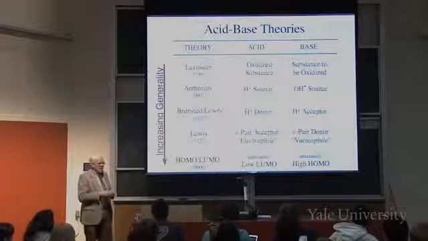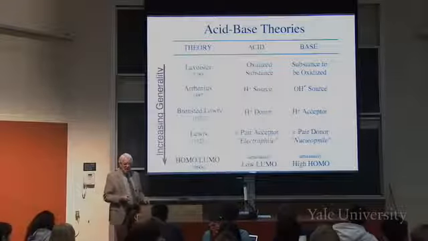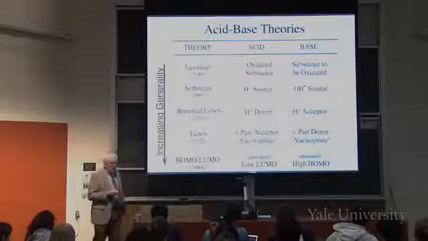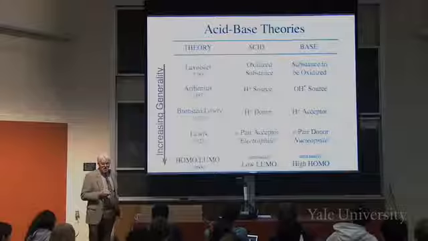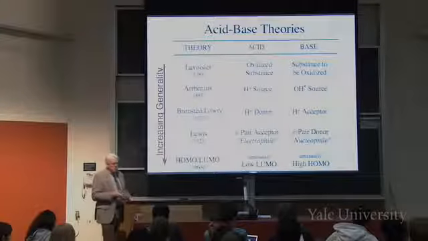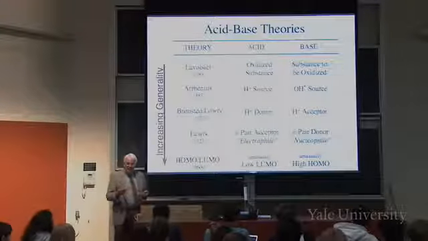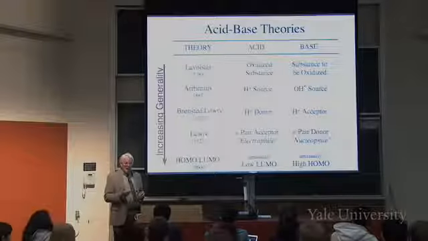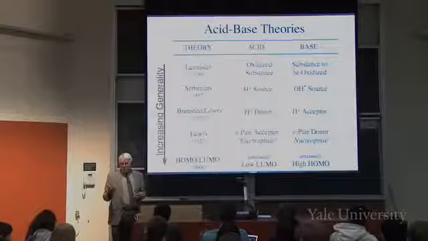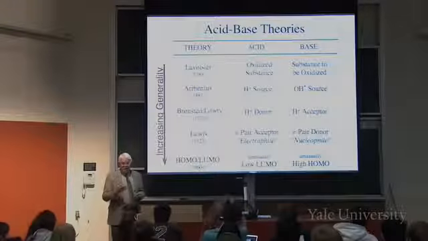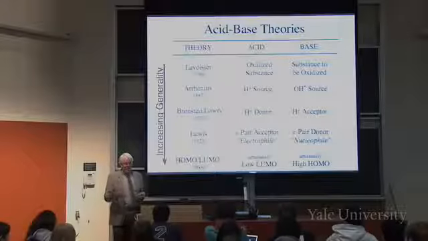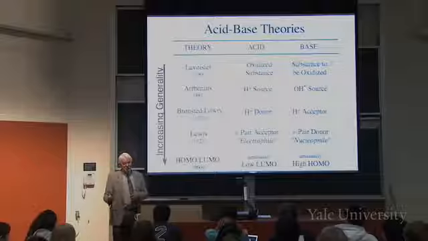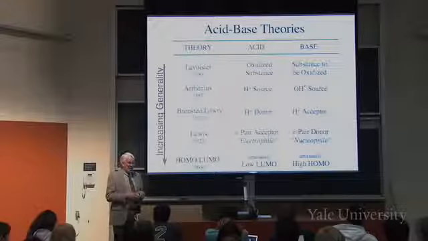So here's increasing generality in the concept of acid and base. The names were introduced by Lavoisier in 1789, and we'll talk about that. From his point of view, a base was a substance that could be oxidized, and an acid was something that had been oxidized. Like sulfur was a base, oxidized sulfur, sulfuric acid, was an acid. Phosphorus was a base, oxidized phosphorus was phosphoric acid. Carbon was a base, oxidized carbon was carbonic acid.